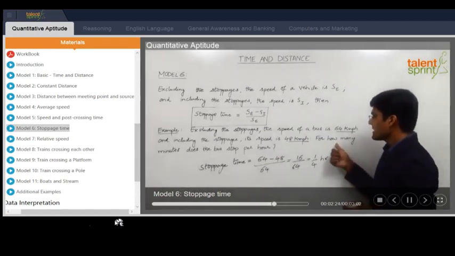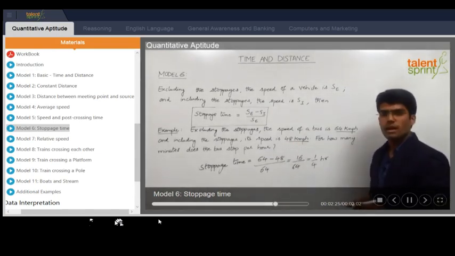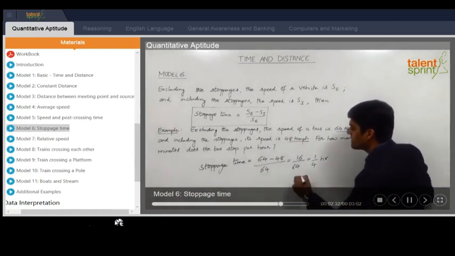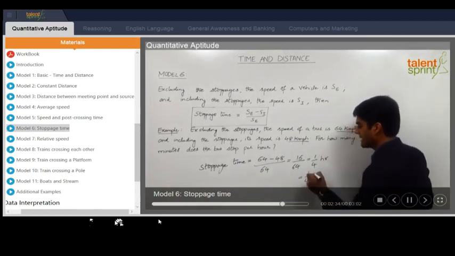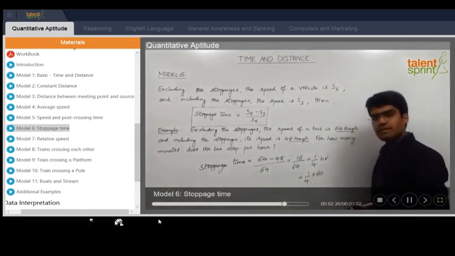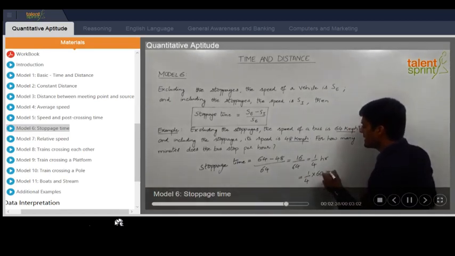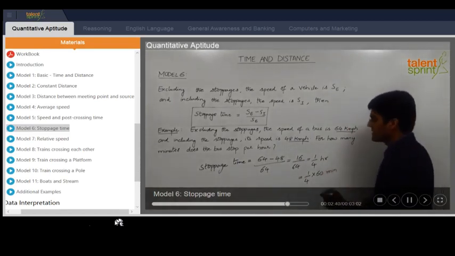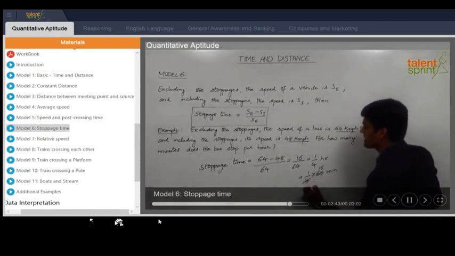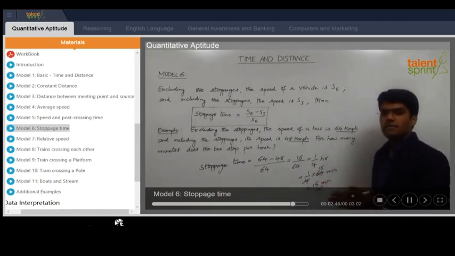But as the question says, for how many minutes does the bus stop per hour, let us now convert this hours into minutes. We have learned in the beginning of this session that to convert hours into minutes, we need to multiply the magnitude with 60. Why? Because each hour has got 60 minutes. So 1/4 of an hour can be taken as 1/4 into 60 minutes. And 4 here goes 15 times. So we can say that the bus stops for 15 minutes every hour.